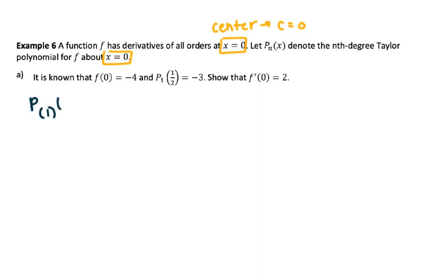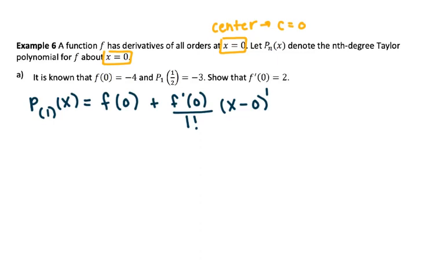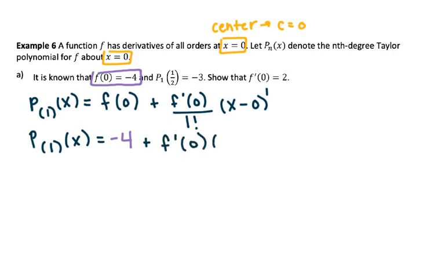So if we're finding a first degree Taylor polynomial, remember it's f of 0 plus f prime of 0, the first derivative over 1 factorial, times x minus that center to the first degree. So that's just the general form, and then we're going to actually plug in what we know. So we know that f of 0 equals -4. Okay, so I can go ahead and plug that in. And we're trying to prove this, so do not plug 2 in here because then you're assuming what you're being asked to prove. So we're simply going to leave that f prime of 0, and then x minus 0 to the first, of course, is just x.